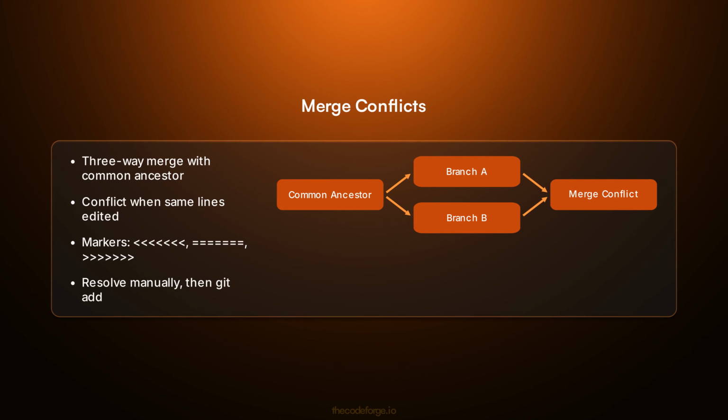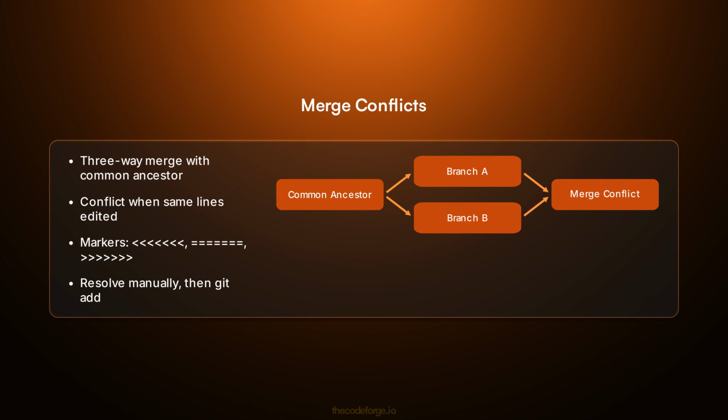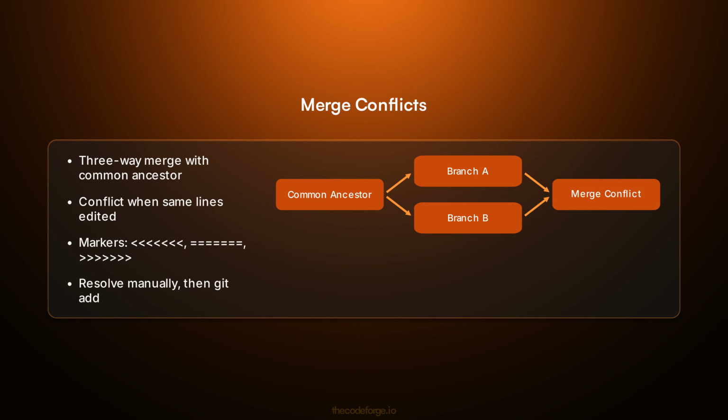Git performs a 3-way merge using the 2 branch tips and their common ancestor. If changes touch the same lines, Git marks a conflict with special markers. Your job is to edit the file to keep the correct version, then stage it to mark it resolved.